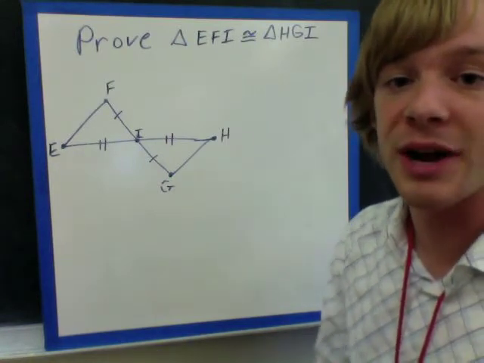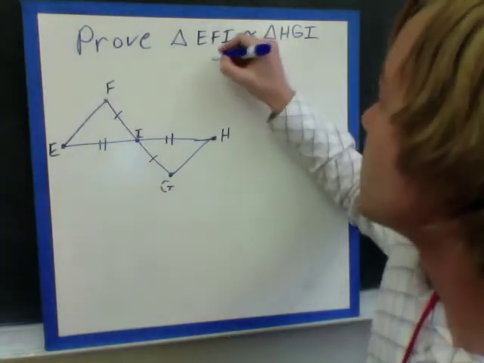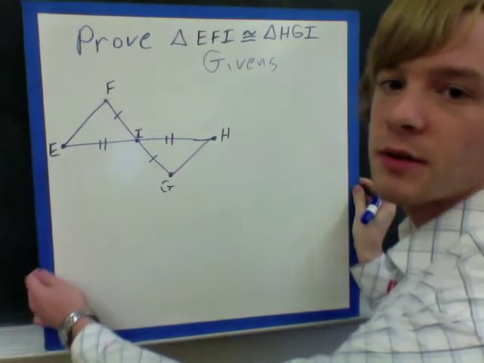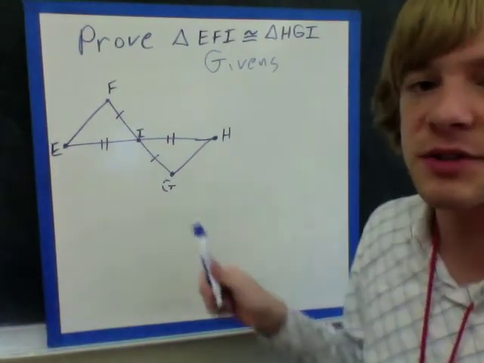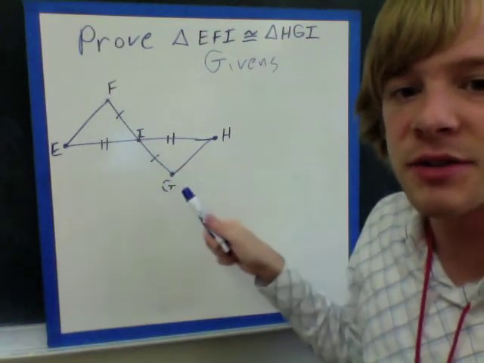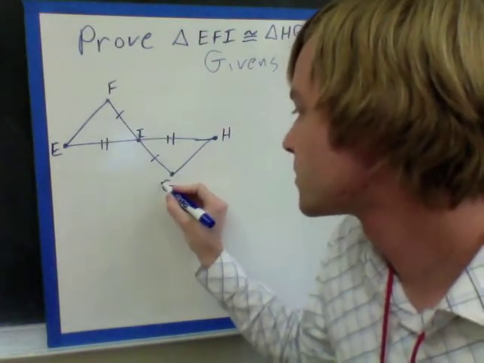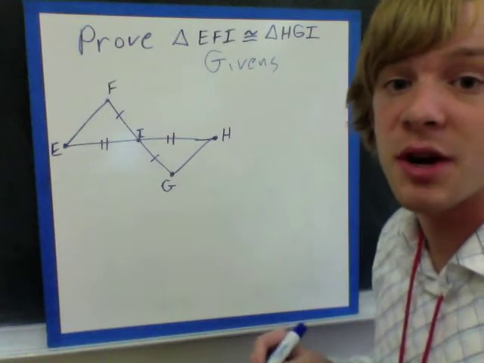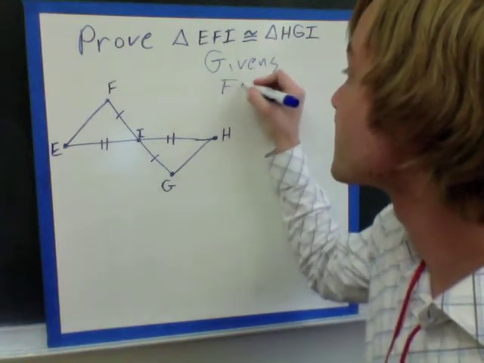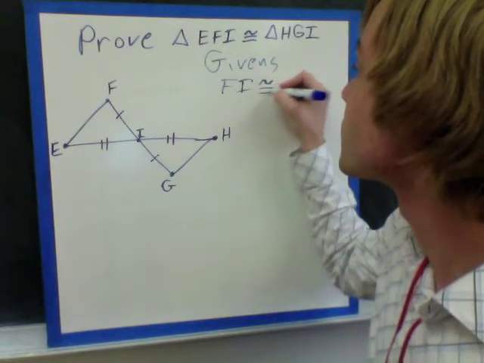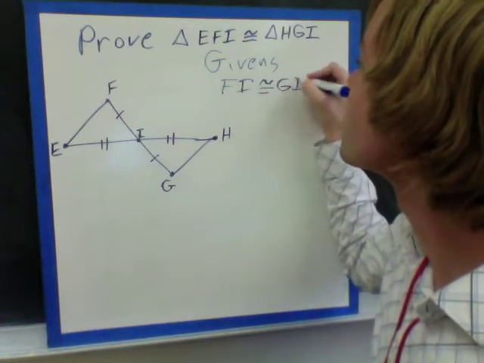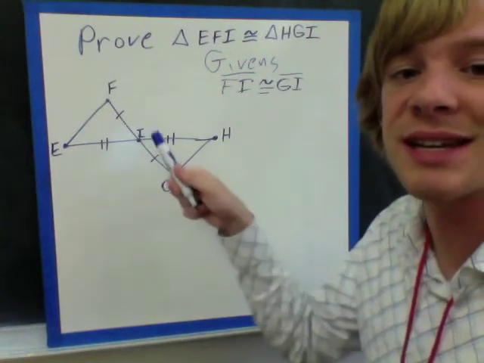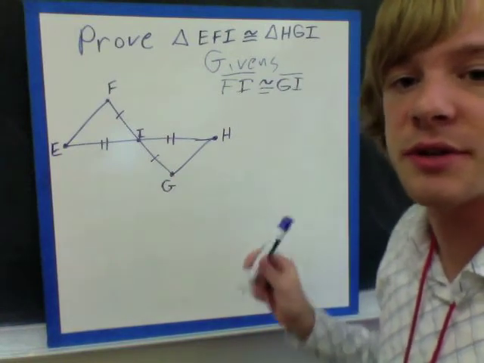We want to start off by writing out what our givens are. So we see that we've got a couple of lines with the same number of dashes. So FI and GI both have one dash. So that means that those two lines are congruent. So I've written this out here. FI is congruent to GI. I also say that EI and HI are also congruent.